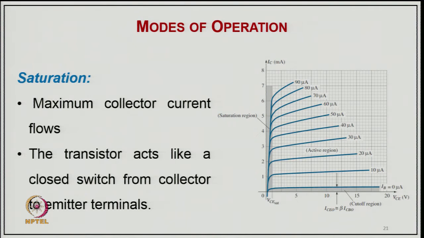When the base current is 0, we call it the cutoff region. Here only leakage current flows. And this region we call the active region, and active means that you are getting the collector current proportional to your base current. In this case the current gain is quite high, and your power gain is also very high. So maximum collector current flows and the transistor acts as a closed switch from the collector to the emitter terminal.